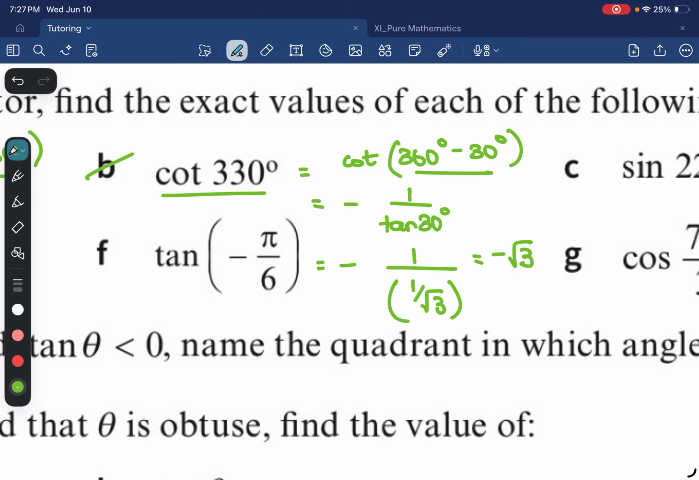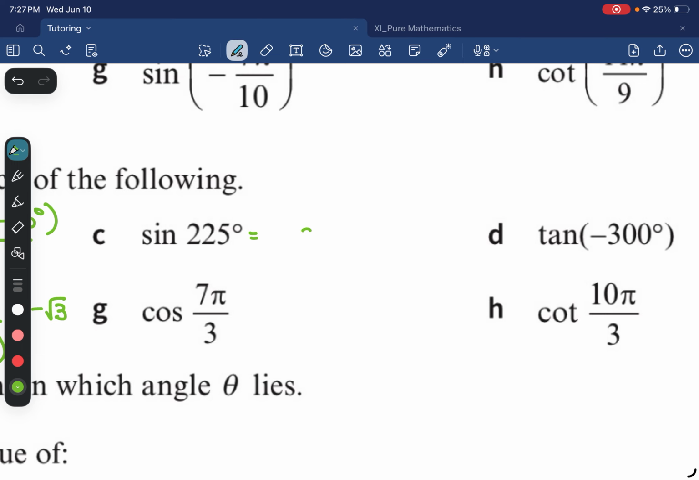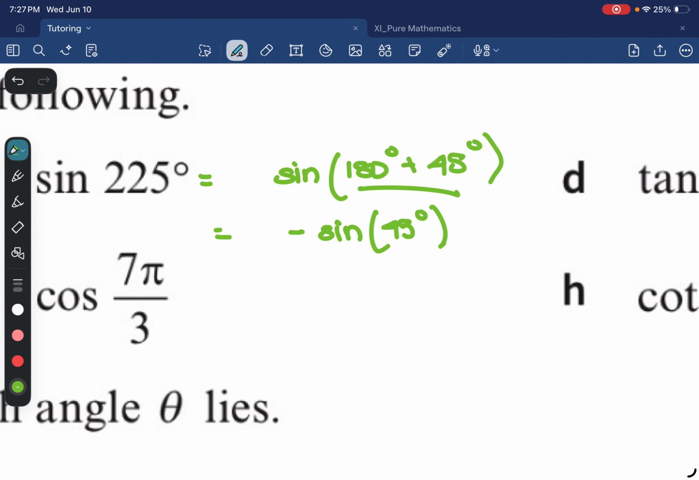That is the solution. All right, sine 225 degrees. You write this as sine of 180 degrees plus 45 degrees. And you just take sine 45. This is in the third quadrant. In the third quadrant, sine is negative. Only tan and cotangent are positive. So you get negative 1 over root 2. Or you can also write this as negative root 2 over 2.